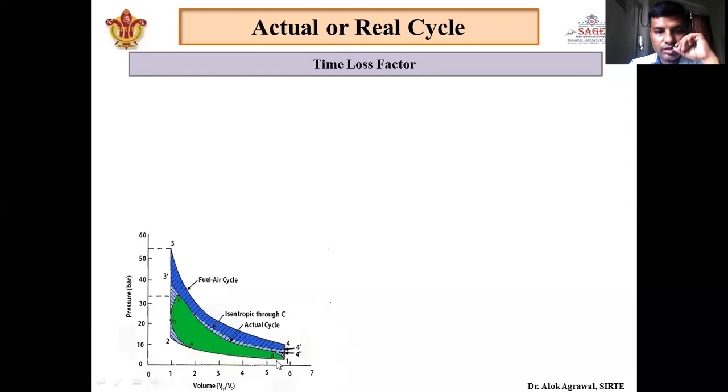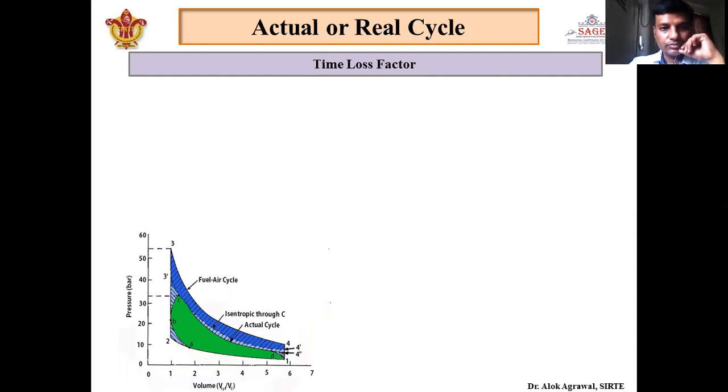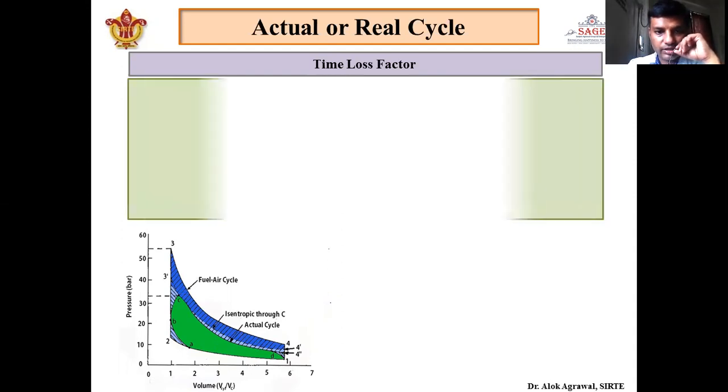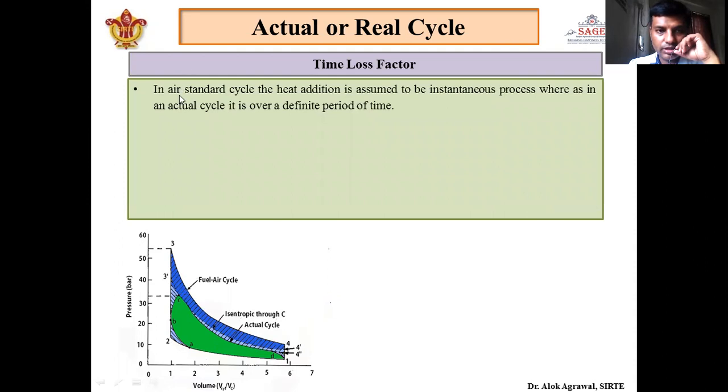In this figure, you can see that 1, 2, 3, 4, and 1 denotes our standard Otto cycle, which is also called the air standard cycle. Now we will see how the time-dependent factor changes the shape of the cycle or the behavior of the engine. In a standard cycle, heat addition is assumed to be an instantaneous process, whereas in the actual cycle, it is not an instantaneous process.